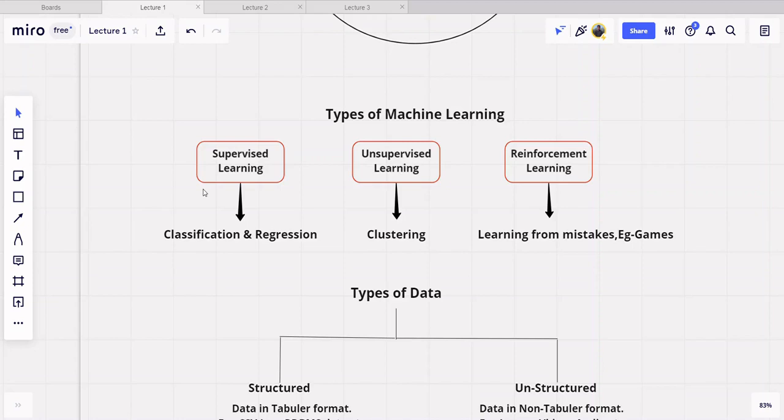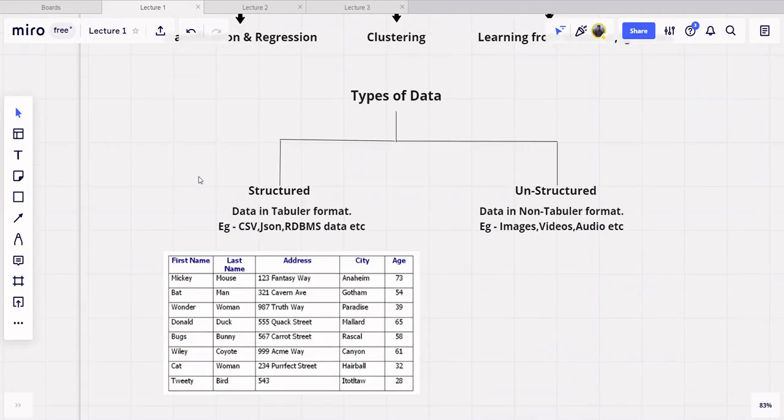Now the next thing is the types of data. As you may have seen, data plays a very important role in machine learning, in training our machine learning algorithm. So it is very important that you understand what data is, what the different types of data are, what the structures of data are, and stuff like that.